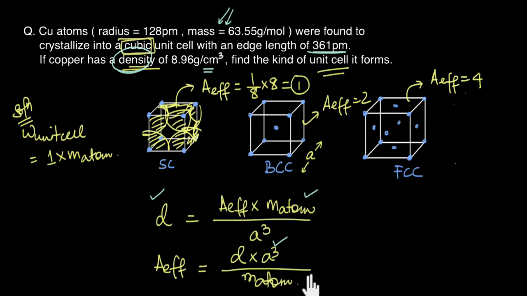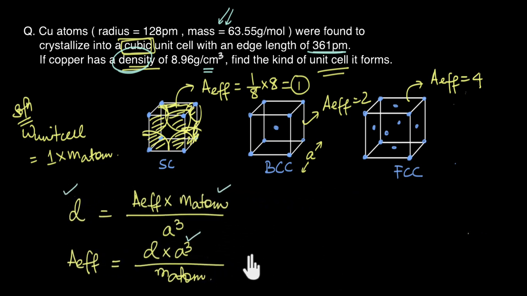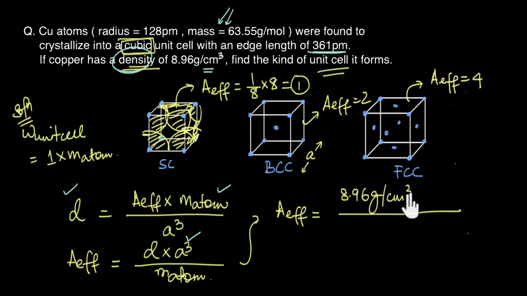Let me put this to the side. So now, if I plug in the values, the A effective will be equal to the density, which is given as 8.96 grams per centimeter cube, multiplied by A cube, the edge length A is 361 picometers, whole thing cube, by the mass of an atom. Well, out here, the mass is given in terms of grams per mole. So 63.55 grams is not the mass of a single copper atom, but is in fact the mass of one mole of atoms. Now we require the mass of only one atom.